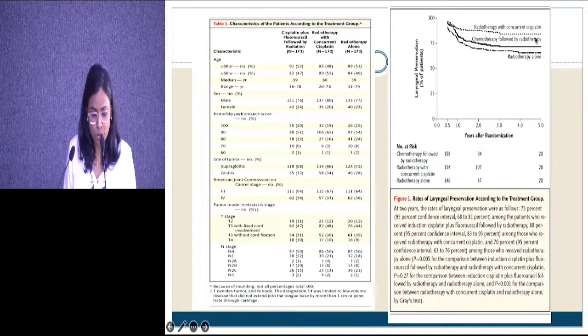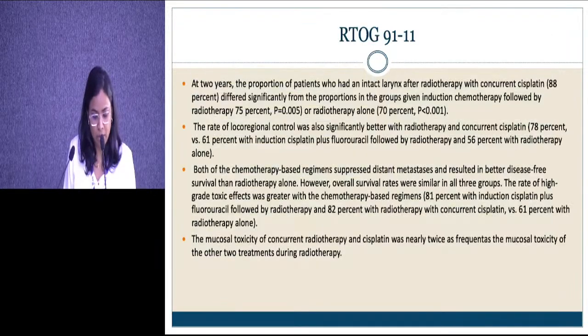And what it showed was adding radiotherapy to radiotherapy concurrent chemo had definitely better outcomes. The primary endpoint was larynx preservation, and in this study, the concurrent CTRT arm had an advantage over chemo followed by radiotherapy. And it also showed that maybe adding chemo as an induction followed by radiotherapy may not be really better than radiotherapy alone. And you can see that if you gave CTRT, there was an 88% larynx preservation versus 75 and 70%, and even local regional control was better.